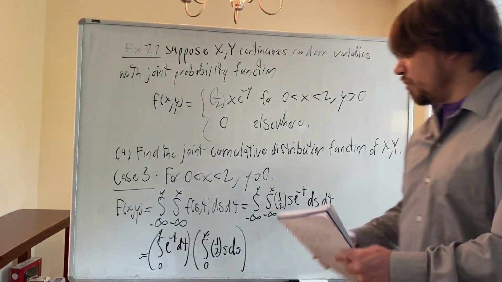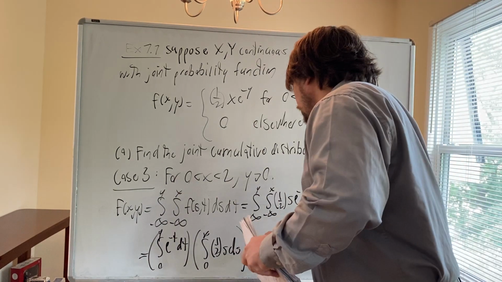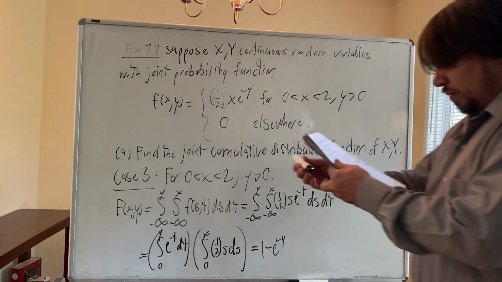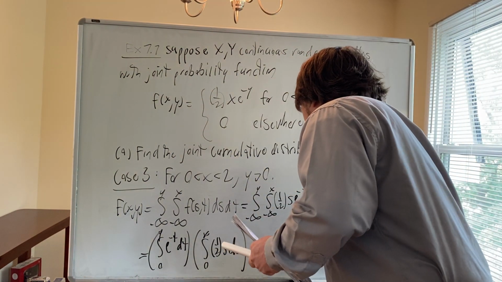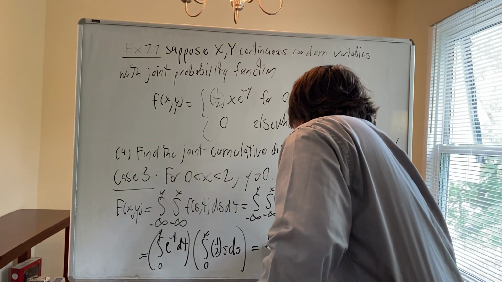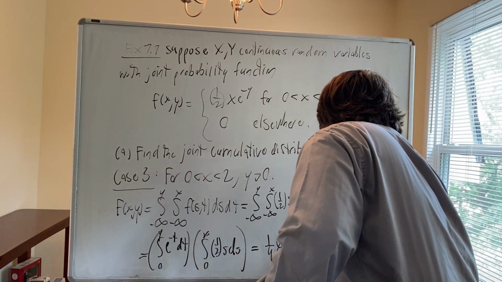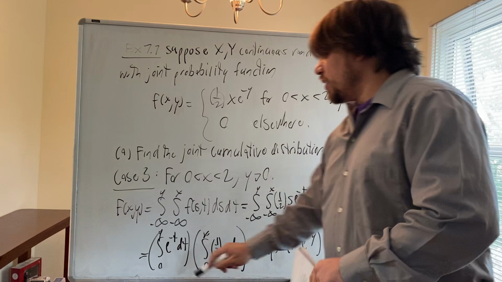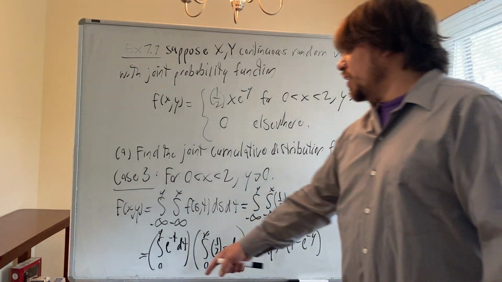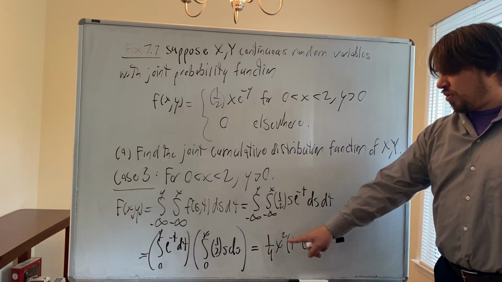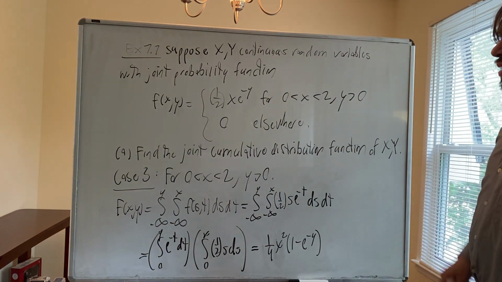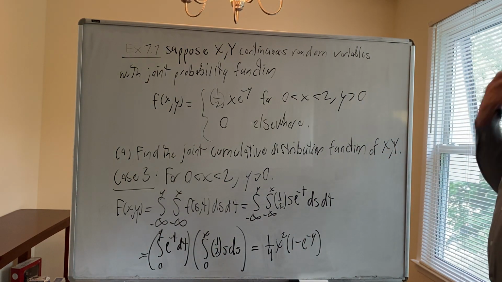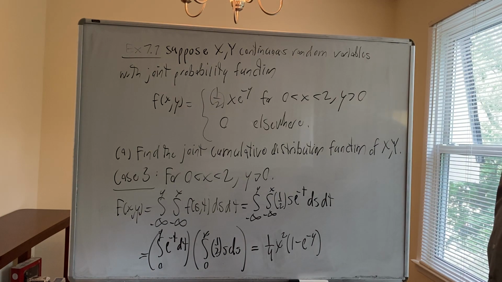You integrate both of these and multiply the results, and you get 1 minus e to the negative y times 1/4 x squared. So for that you just calculate this definite integral, and that definite integral. You get the expression of y and the expression of x. You multiply them. You have 1/4 times x squared times 1 minus e to the negative y. So that's capital F for those x and y. That's case 3, the third piece of capital F.